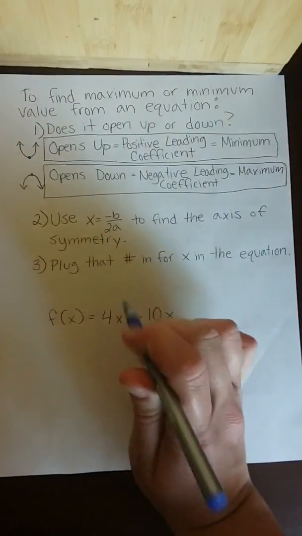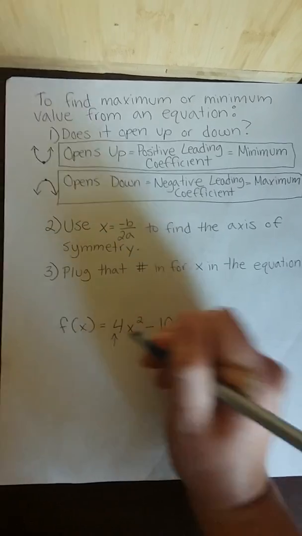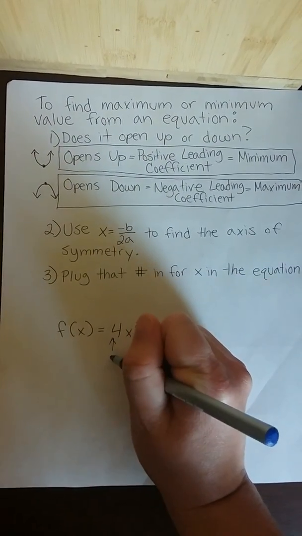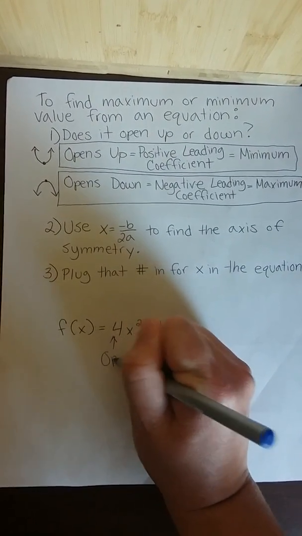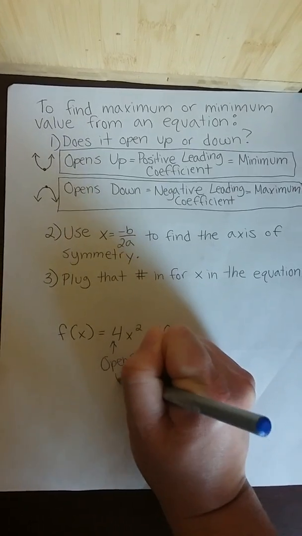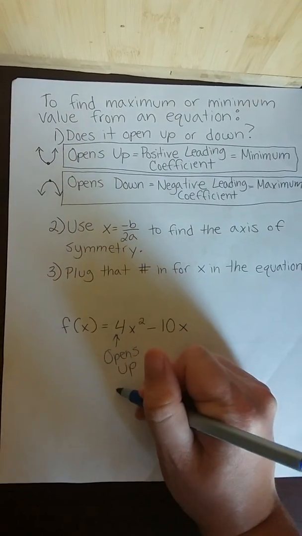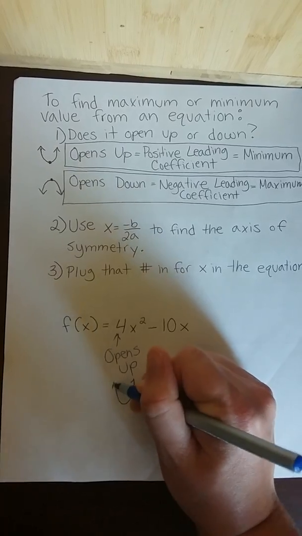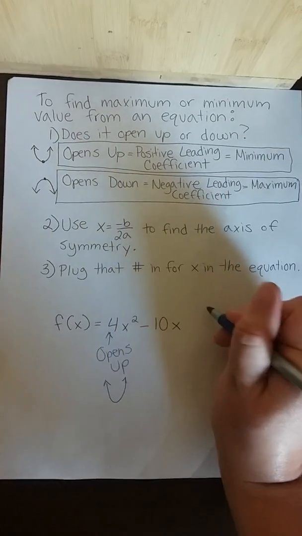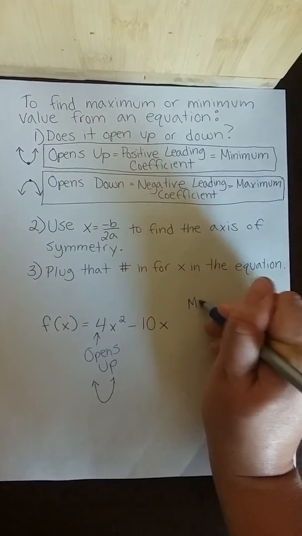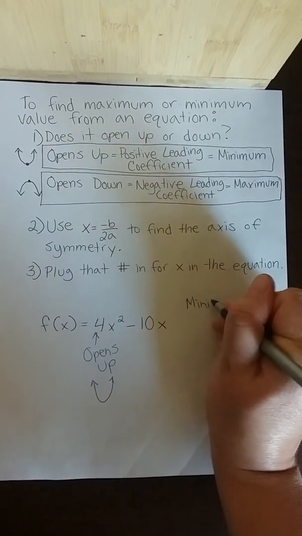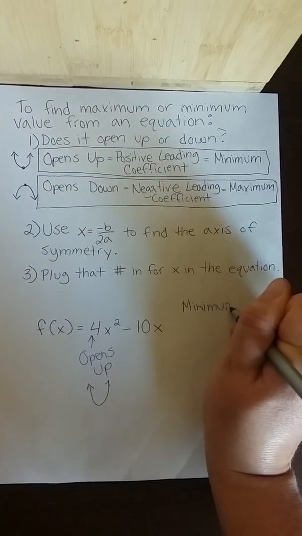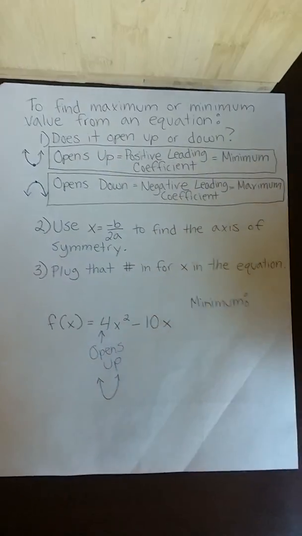So in this problem, this is my leading coefficient, and it is positive. So this means it opens up. Since my leading coefficient is positive, we're going to have something that looks like this, which means I'm going to have a minimum value. So I'm looking for a minimum.